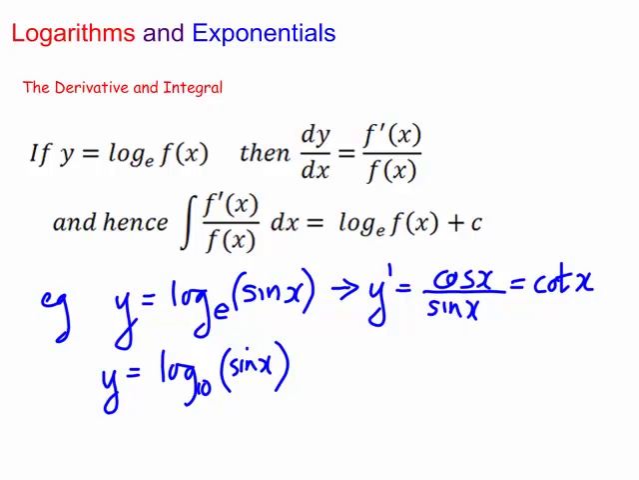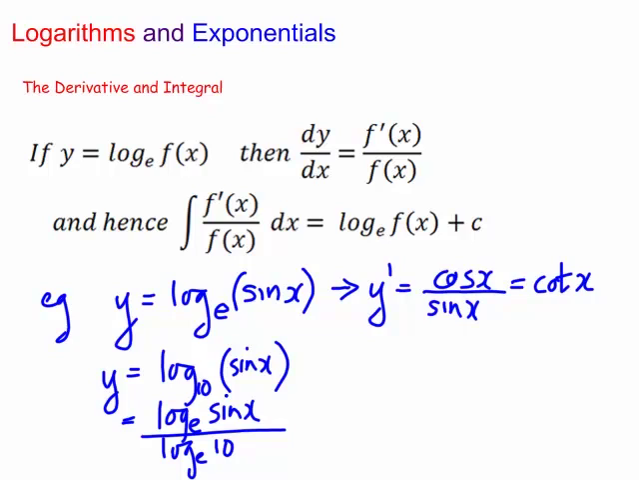So all you do is you rewrite that as ln, or log to the base e, of sine x over log to the base e of 10. You can see here there's just that factor on the bottom that's going to be the difference.